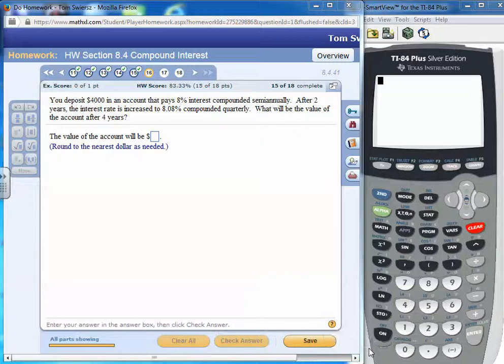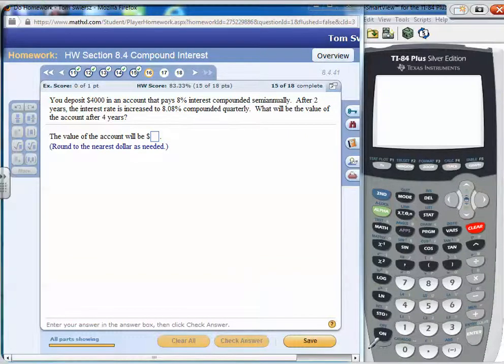Let's do homework exercise number 16 from section 8.4. The problem states you deposit $4,000 in an account that pays 8% compounded semi-annually. After 2 years, the interest rate is increased to 8.08% and compounded quarterly. What will be the value in the account after 4 years?